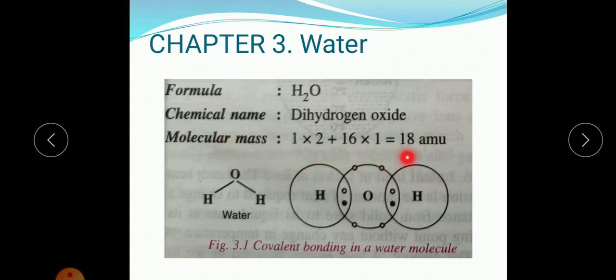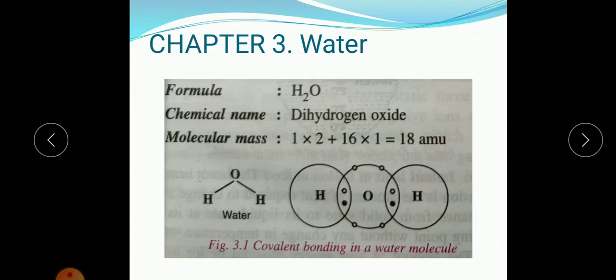Molecular mass is 18, which is calculated by 1 into 2. 1 is the atomic mass and 2 is the number of atoms. 16 is the atomic mass of oxygen and 1 is the number of atom. So it will come as 18 AMU, atomic mass unit.